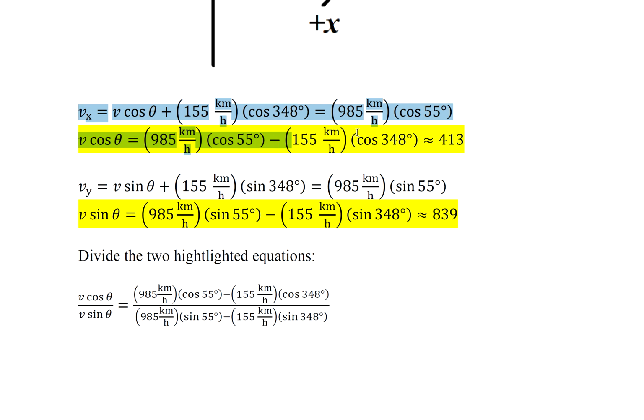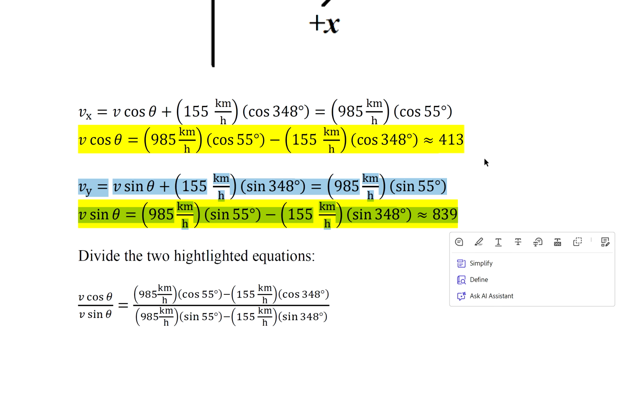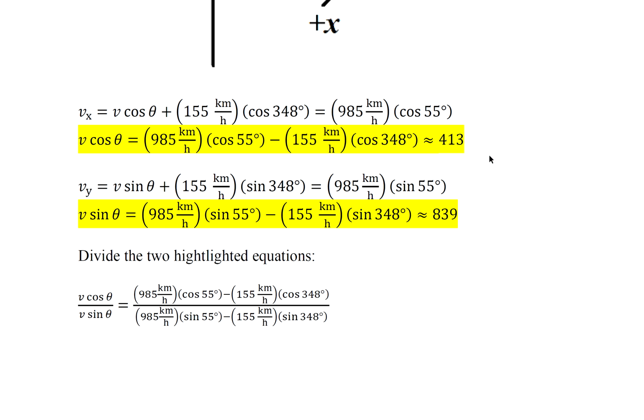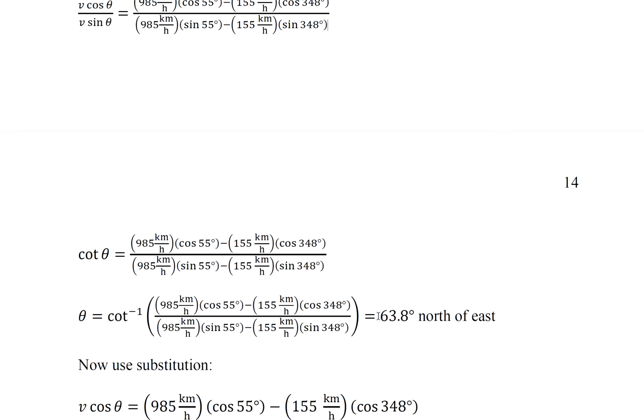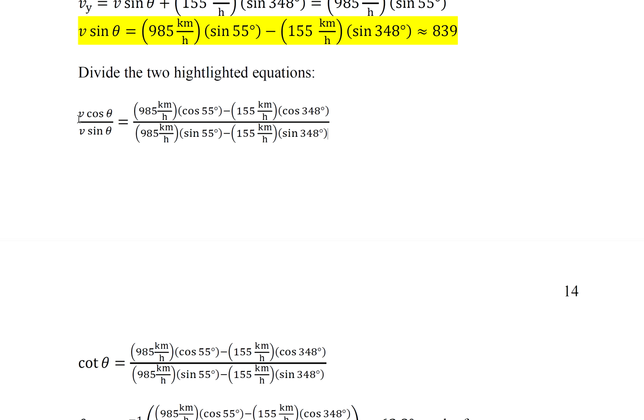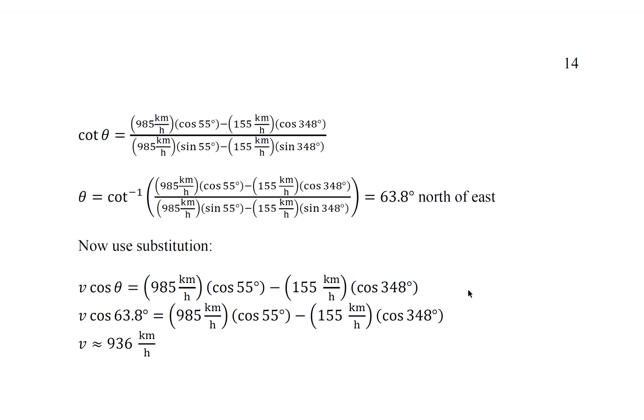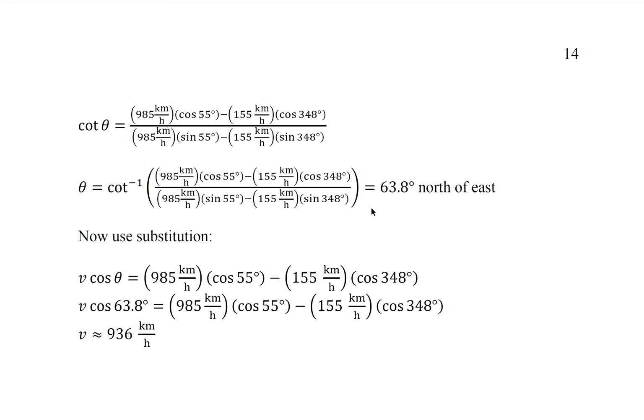So here we have the horizontal component. Here we have the vertical component. We have two equations, two unknowns. And you could see this right fraction just gives us a number. And then the left fraction, the v's cancel. So we could solve for theta. Now we could substitute this theta back into the original equation, highlighted in yellow. And we could find the solution.